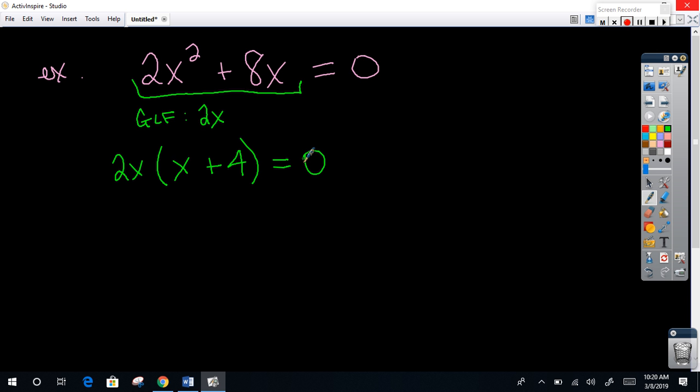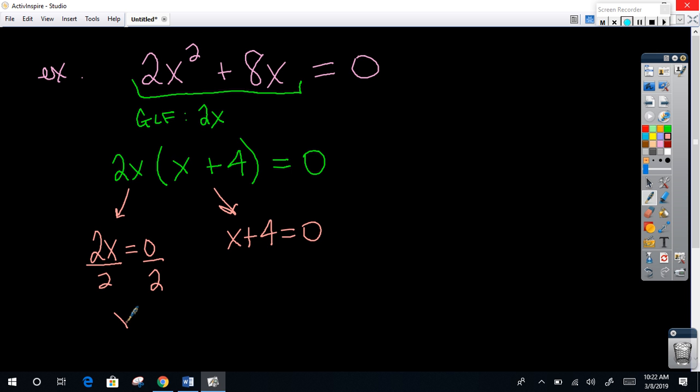Now, what do I do? We took a GCF out. Now we need to do what? Solve it. How do we solve it? Do the 0 thing. Set 2x to 0. And then set x plus 4 to 0. Yes? Solve each one. Look at the first one. How do you get x by itself? You divide. Yep. 0, that's 1. How about the second one?